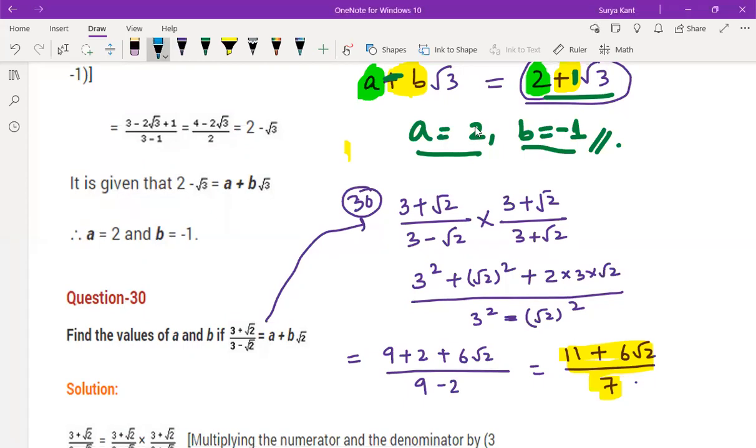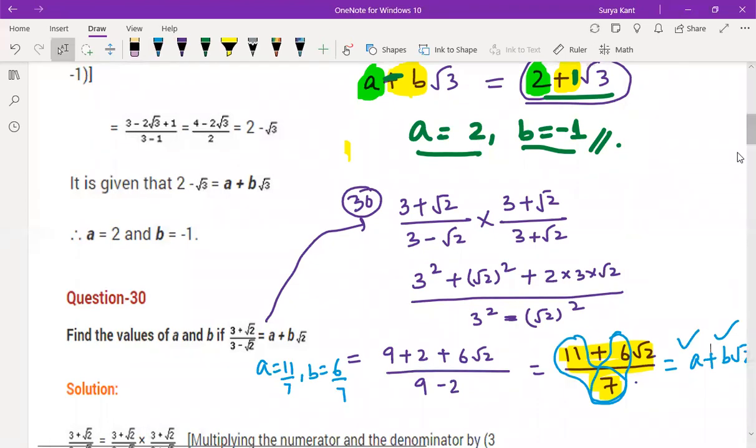Sir, is a 11 by 7 and b 6 by 7? Oh, very nice. So we are comparing this with a plus b root 2. This 7 is a part of the whole thing, both the 11 as well as the 6. So a is 11 by 7 and b is 6 by 7. Everyone understood? Everyone got the same answer?